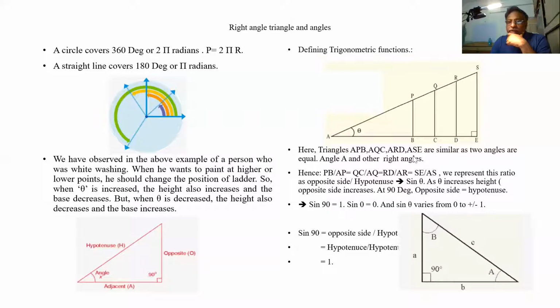So we know that we take one side, PB by AP. PB by AP is equal to QC by AQ is equal to RD by AR is equal to SE by AS. So we take this ratio. All ratios are same. So we represent this ratio as sine theta. This is theta. What is sine theta? Sine theta is nothing but opposite side by hypotenuse.